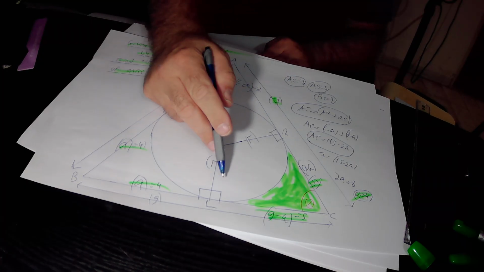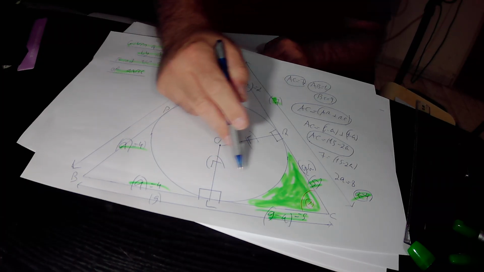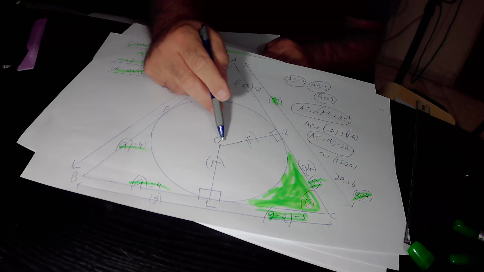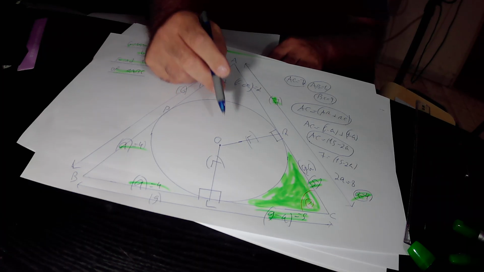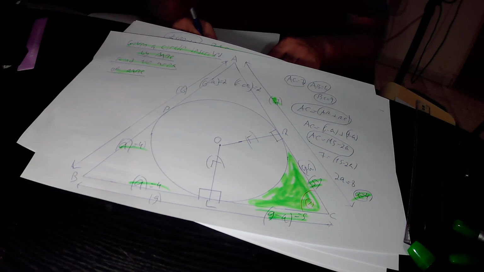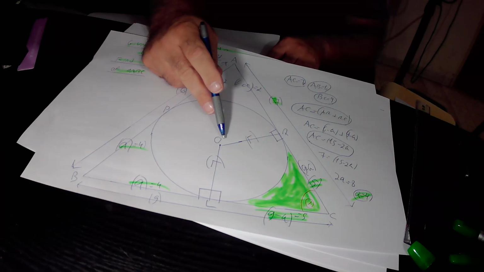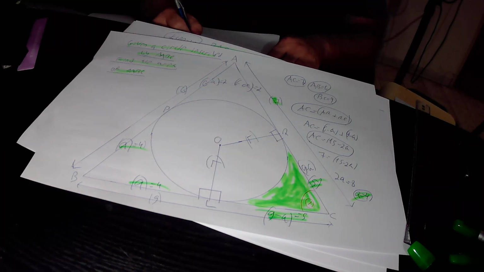90 degrees plus 90 degrees is 180 degrees, plus theta, plus the missing angle LOQ, in total must be equal to 360 degrees according to the rule that I mentioned. So 180 degrees plus theta plus this missing angle, that is angle LOQ, in total must be equal to 360 degrees.